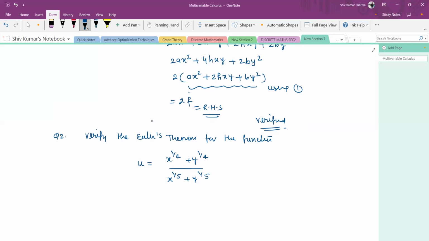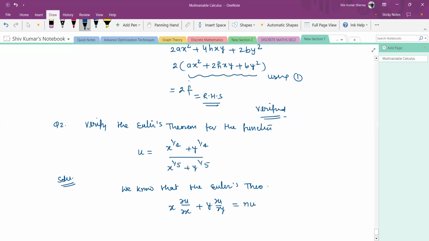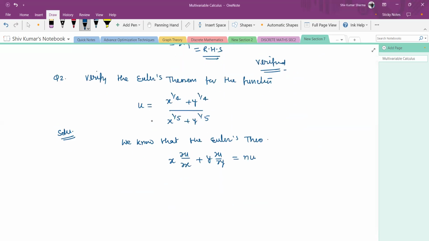Now we need to verify this as per the previous question. So we write down, as we know, the Euler's theorem in terms of u, which we can take as a dependent variable. So x del u upon del x plus y del u upon del y is equal to nu. So here we can calculate the degree because each term of the homogeneous function has the same degree.